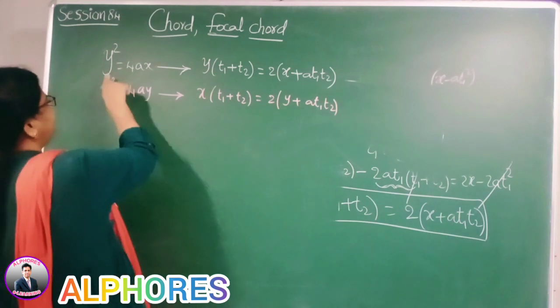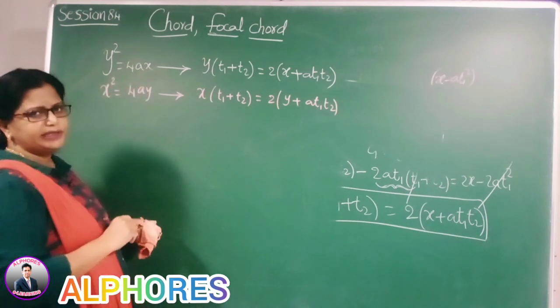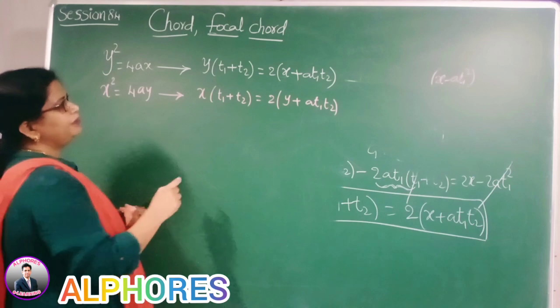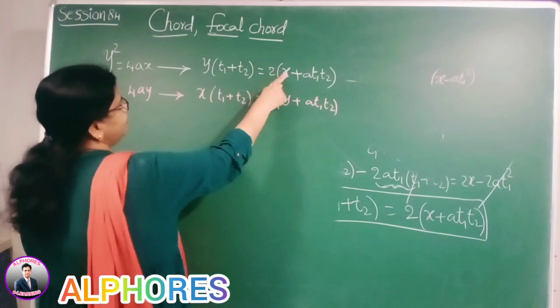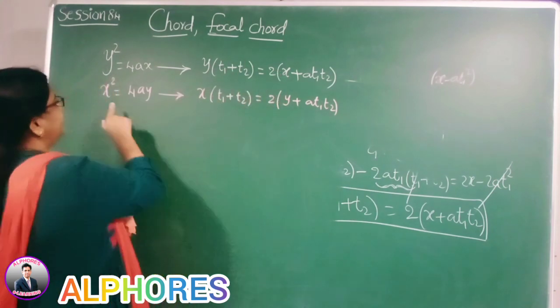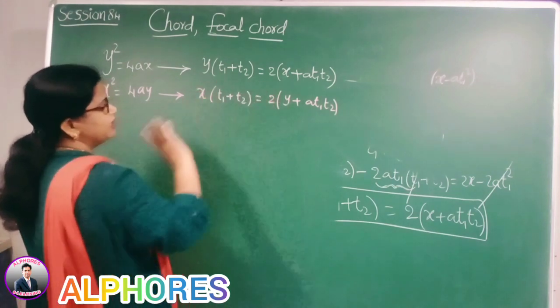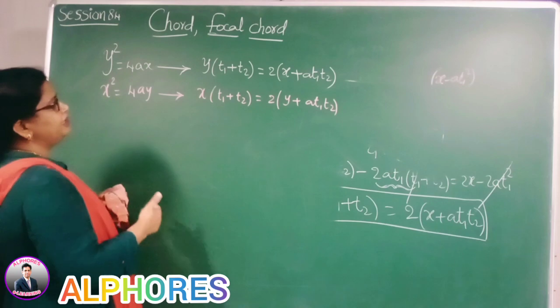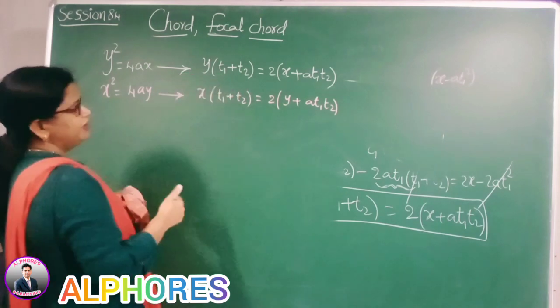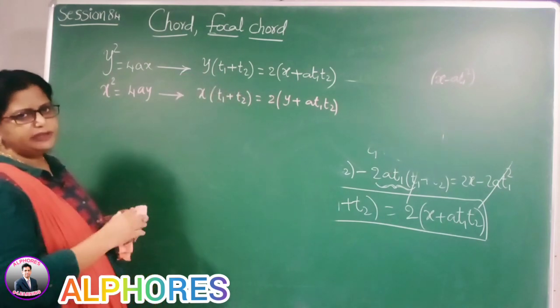And the next one is y square is minus 4ax. When y square is minus 4ax, here you just write the value as minus x, and for x square is minus 4ay, just write this value as minus y. That's it. So once you remember one formula, easily you can write the other values also.